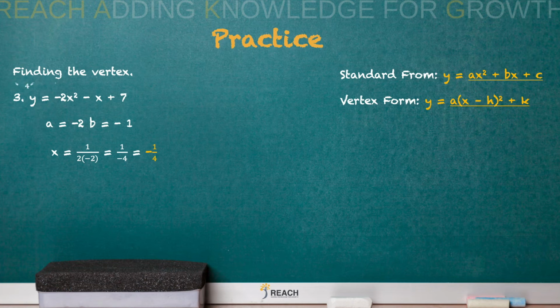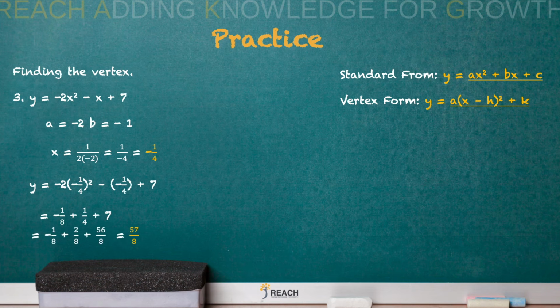You've got to plug that into the original function. You do the math on that, and of course, in order to add and subtract fractions, you're going to need a common denominator. So we end up getting 57 over 8. That's your final answer for your y value. So your vertex is a coordinate point, which is the x and the y.